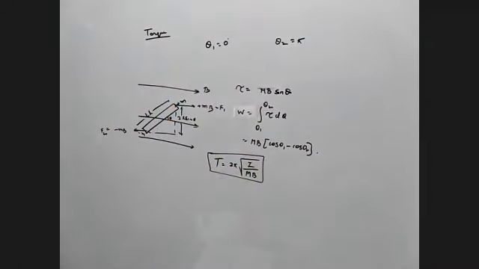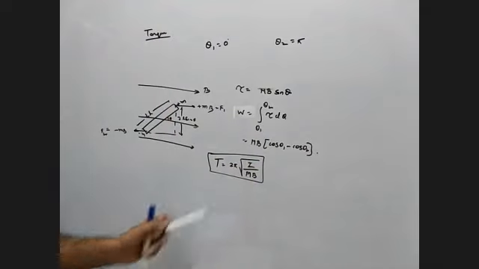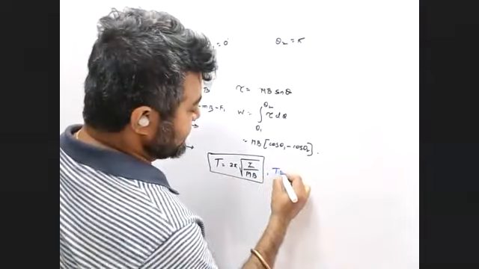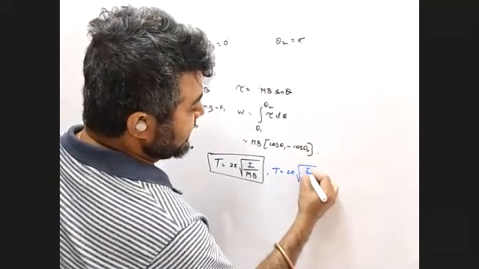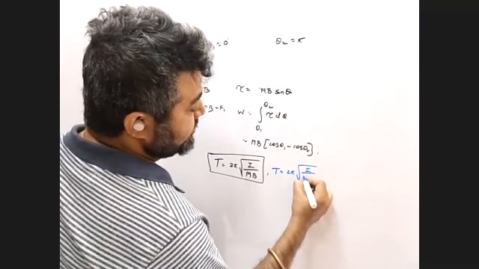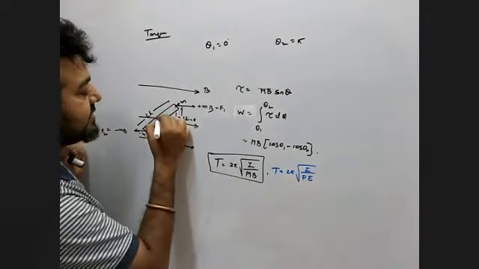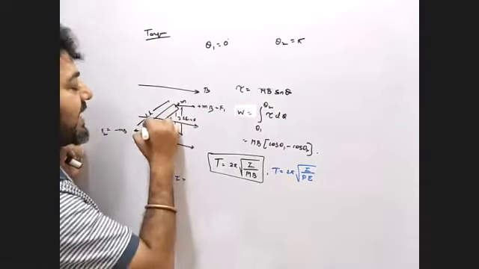We did it the other day, the restoring torque and SHM. And in electrostatics it is 2 pi root under I by PE. The only difference is here the I is that of a bar magnet.